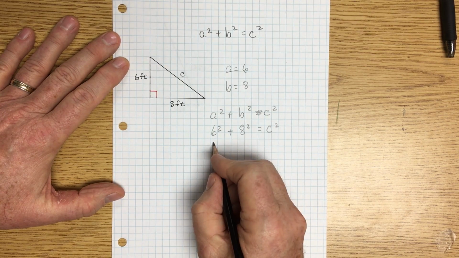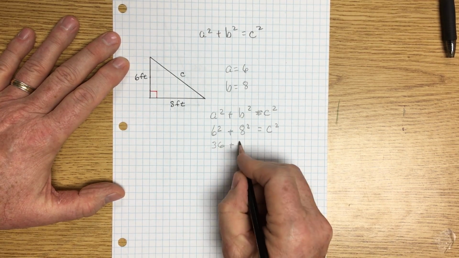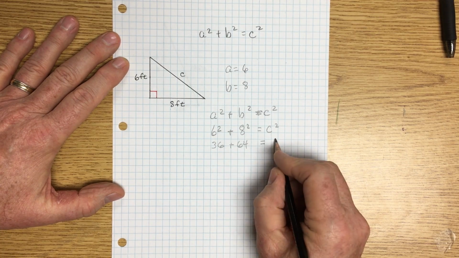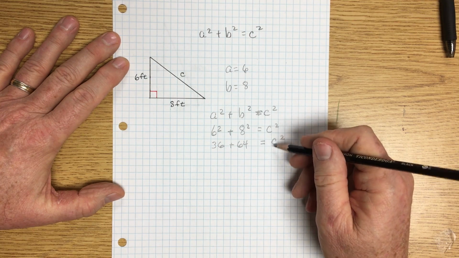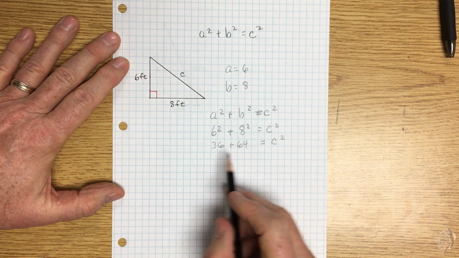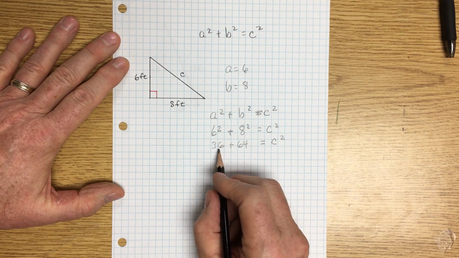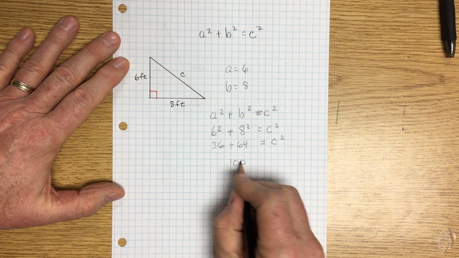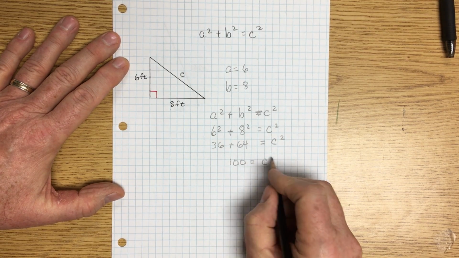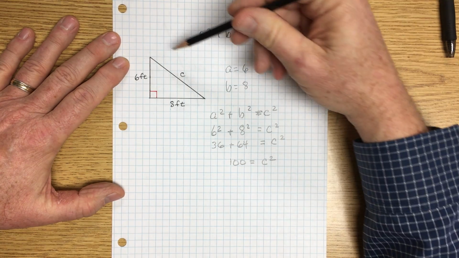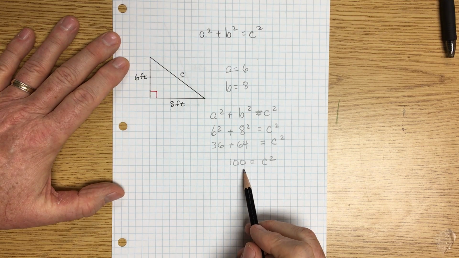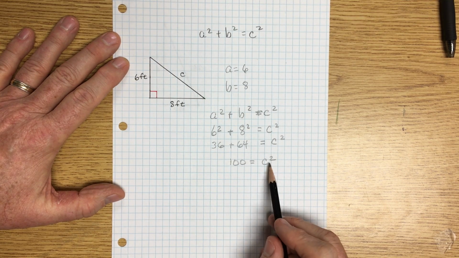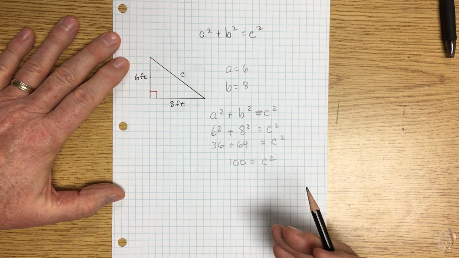Let's go ahead and square those, so that's 36 plus 64 is equal to c squared. Since c is already isolated on this side of the equation, we're just going to do the math here. Well, 36 plus 64 is 100. So 100 is equal to c squared. So the length of this side squared is equal to 100. We don't want to know what c squared is. We want to know what just plain c is.